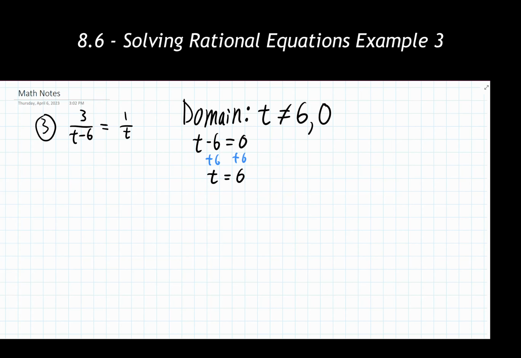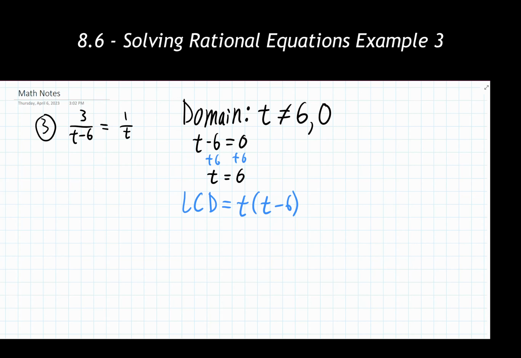We're told to find the lowest common denominator of all rational expressions. So we have a binomial showing up here and a monomial showing up here. Our lowest common denominator for these is going to be t times t minus 6.